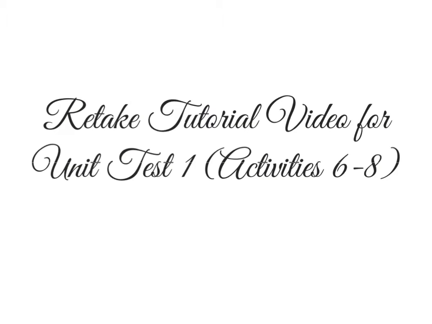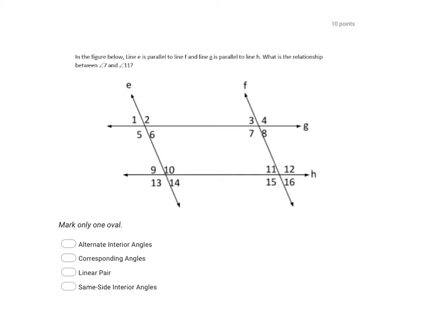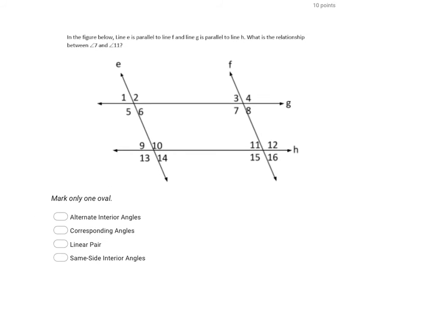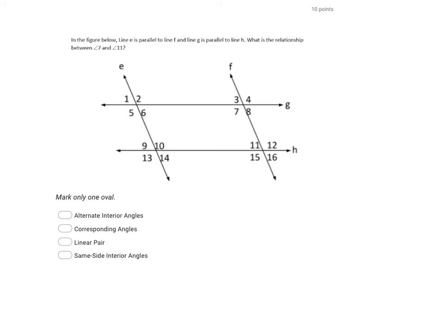This is a retake tutorial video for the second unit test that we have taken so far, and this is over activities 6 through 8. So if you have scored less than an 80 on the unit test, you can retake for an 80. We will be going over the questions from the test so you would understand where you went wrong. So let's look at the first question.